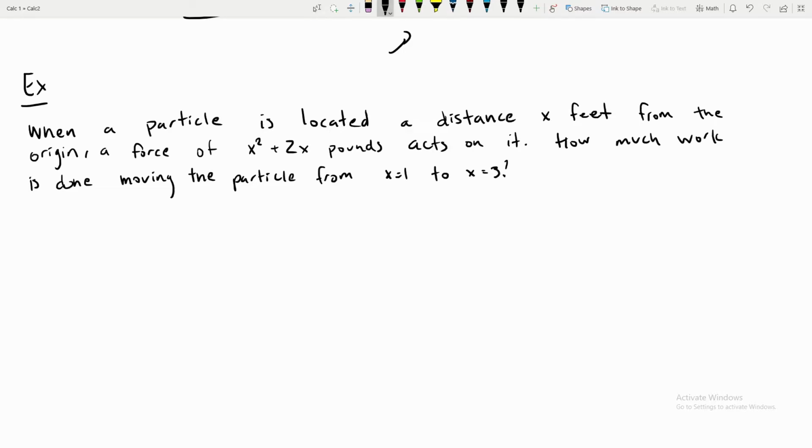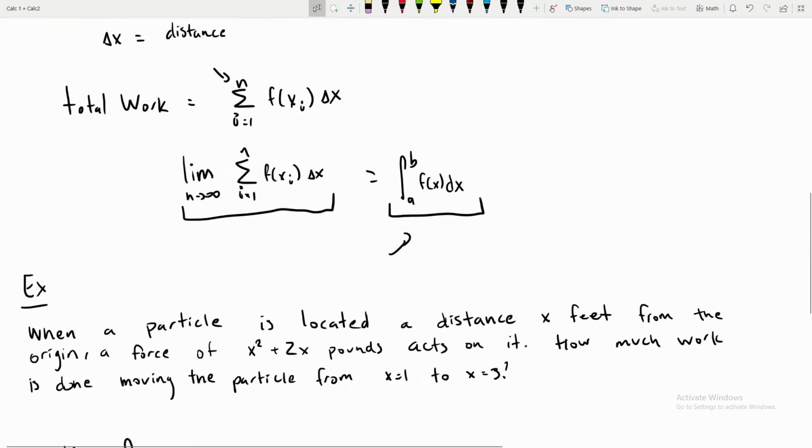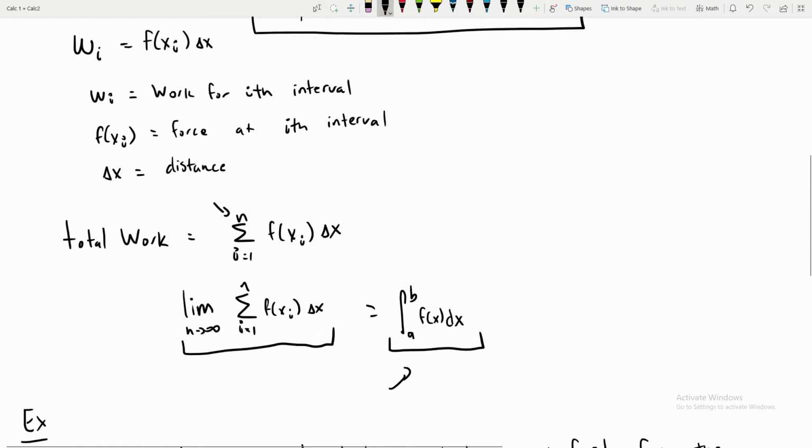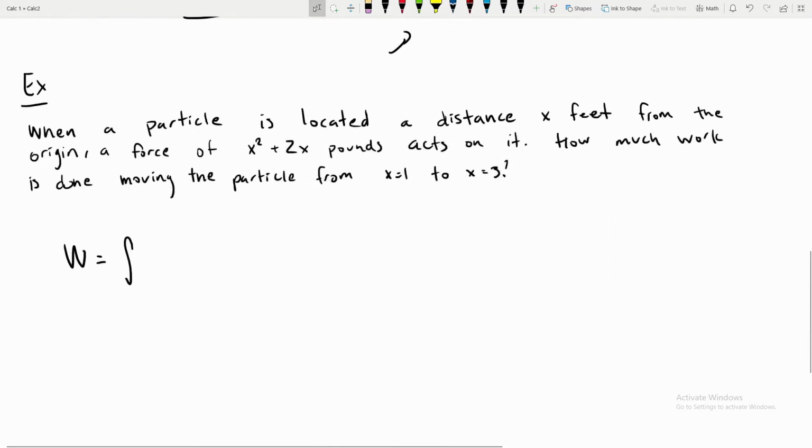So again, we know that the total work is equal to the integral of f of x. And f of x, if you remember, in this case, we've defined it to be the force of the ith interval. And in this case, it's telling us a force of x squared plus 2x. So that is the force function. That is the function that we are going to need to integrate. And then all that's left to do is determine the bounds of integration. It's telling us the particle is moving from x equals 1 to x equals 3, so it's pretty simple over here. And obviously we're going to be integrating with respect to x, so we keep this dx.